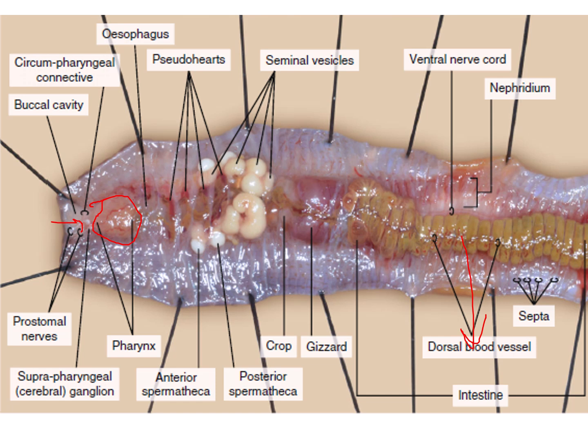And then the undigested material goes out from the posterior side of the intestine where the anus is present.